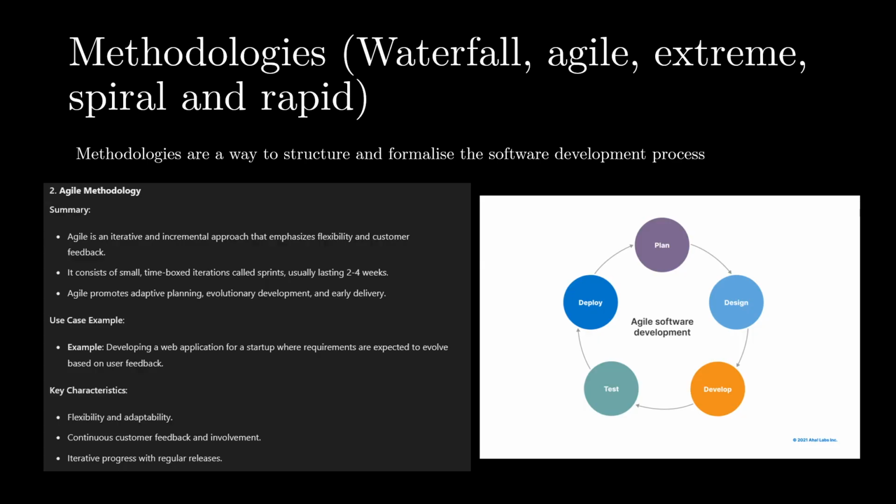It consists of small time-boxed iterations called sprints, usually lasting 2 to 4 weeks. But I feel like that's just an arbitrary number. It can really depend on whatever company you're working at. Agile promotes adaptive planning, evolutionary development, and early delivery. A use case of this would be maybe when you're developing a web application for a startup where requirements are expected to evolve based on user feedback.